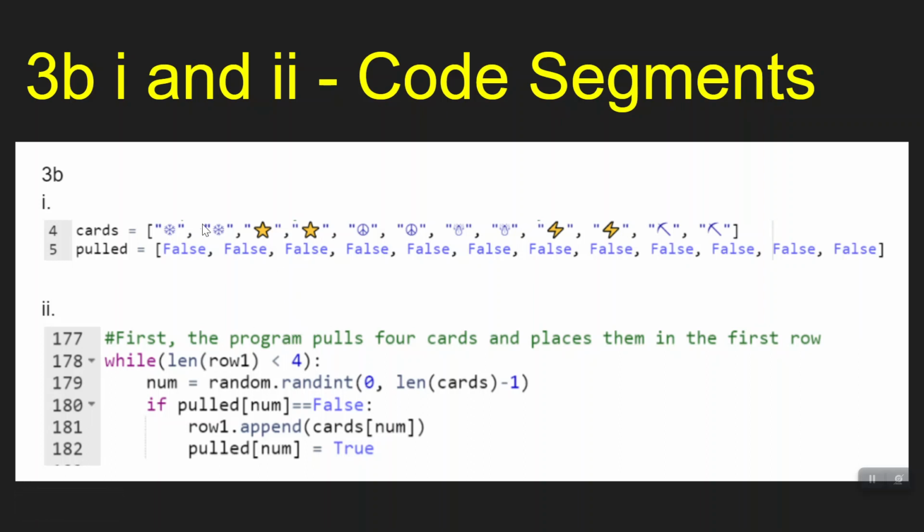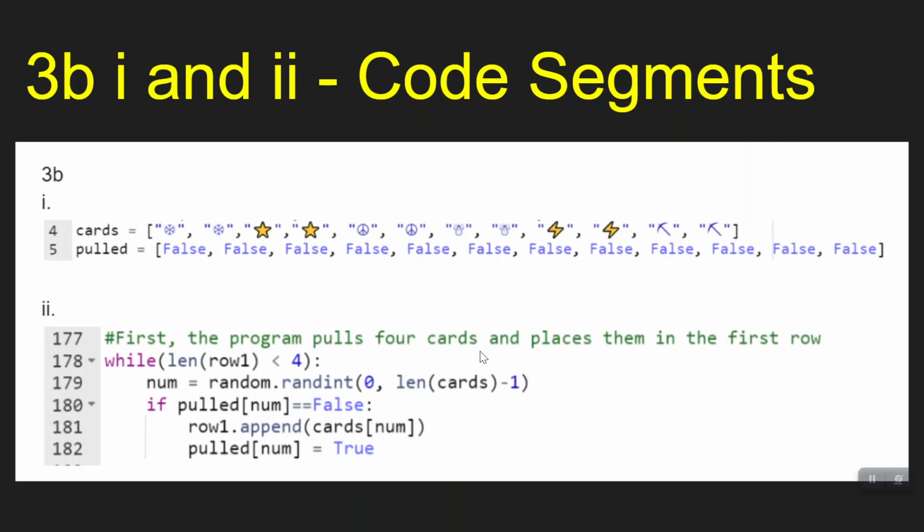Here, my list cards is doing something really important. It's providing all of the elements that will make up my first row as well as my second and third row of cards.